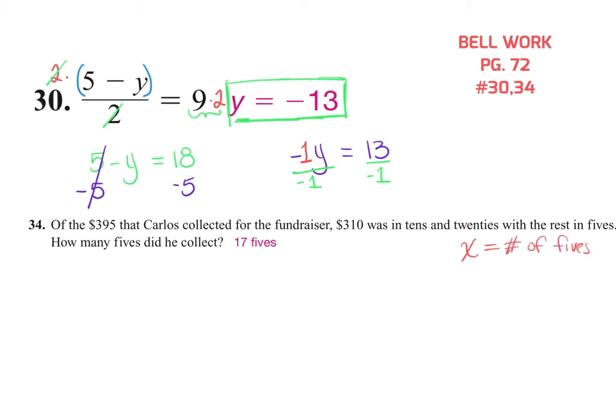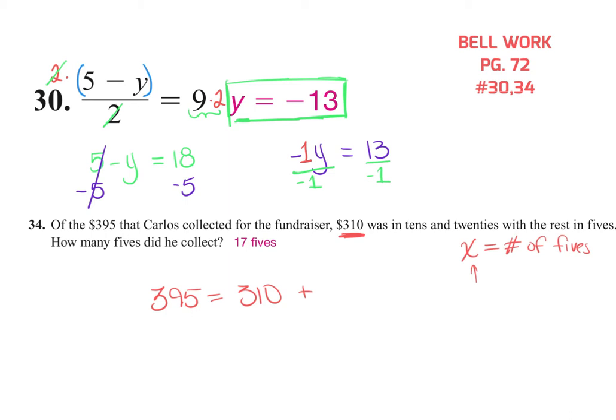All right? I know his total amount was $310. His total is going to equal how much he had. Oh, $395. Sorry, I wrote the wrong one. His total's $395. That's going to equal how much he had in 10s and 20s, right? Which was 310 plus how much money he had in 5s. This represents the number of 5s. How do I figure out how much money he had in 5s? So if you have 4 5s, how much money do you have?